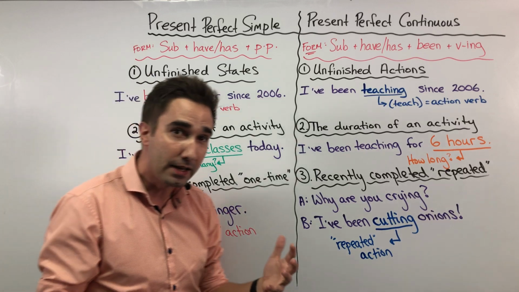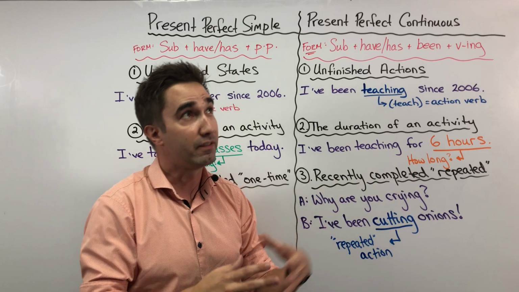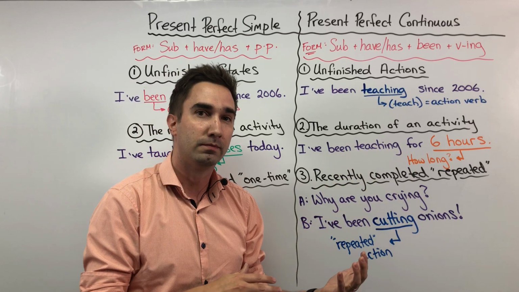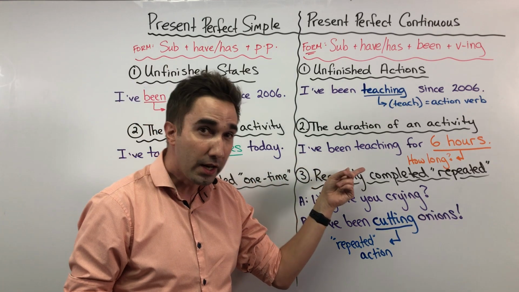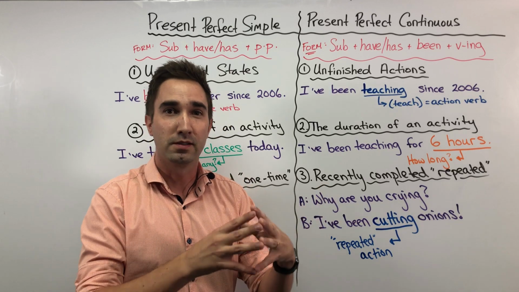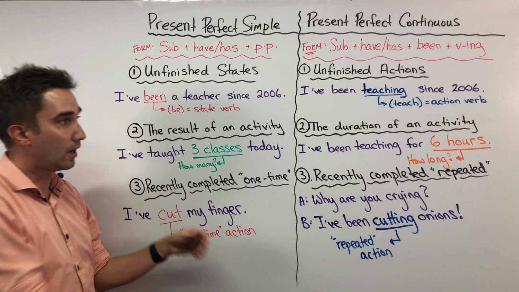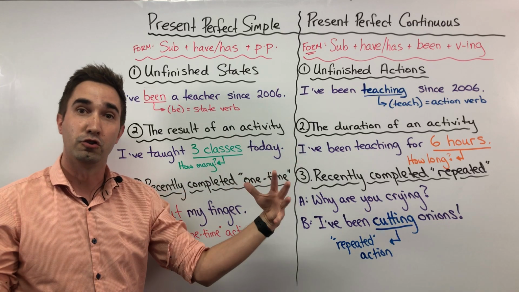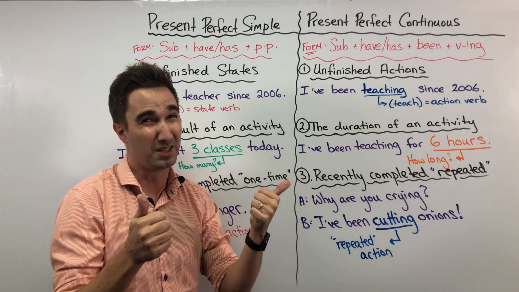I have read 60 pages. How long have you been reading? I've been reading for 1 hour. I have run 10 kilometers. How long have you been running? I've been running for an hour. Same meaning, same length of time. One is focused on the result, and the other is focused on the duration. So result versus duration. Easy, right?